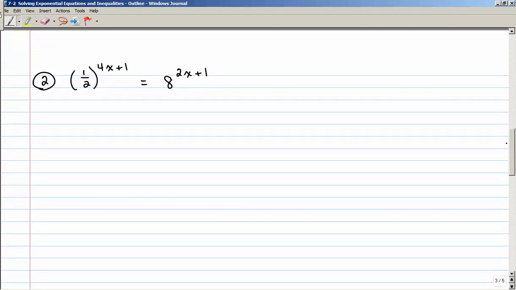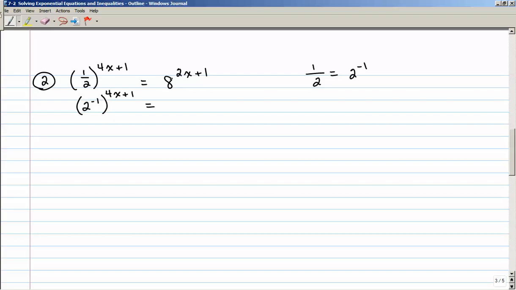Here's our second example. 1/2 raised to the power of 4x plus 1 equals 8 raised to the power of 2x plus 1. Now remember that a fraction can be written as the denominator raised to the power of -1. Remember, a negative exponent means you put it in the denominator. So 1/2 is actually 2 to the -1 power. So I'm going to start by doing that. So this is 2 to the -1. That's my 1/2 that's in parentheses, to the 4x plus 1.